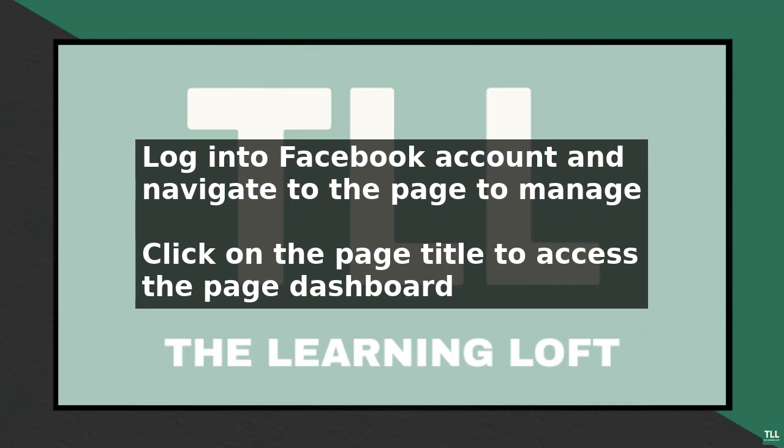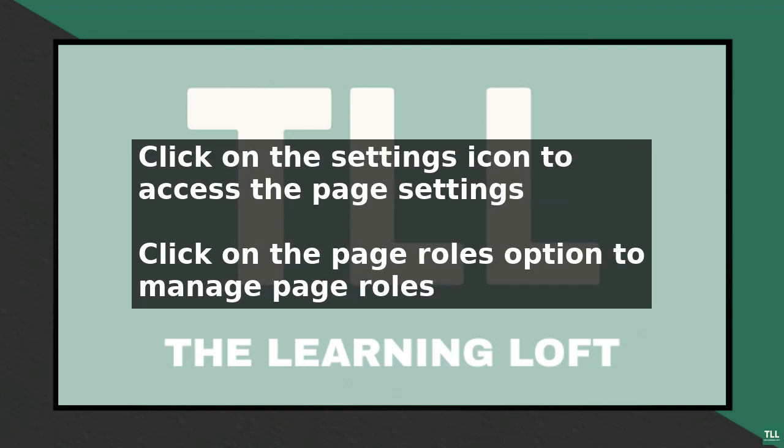In the page settings, click on the page roles option, which is usually found on the left side of the page. This will take you to the Page Roles Management section. In the Page Roles Management section, click on the Add New Page Admin option. Enter the name or email address of the person you want to add as an administrator.